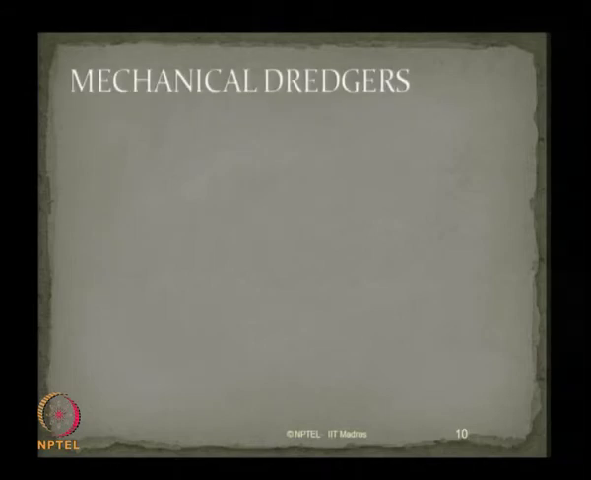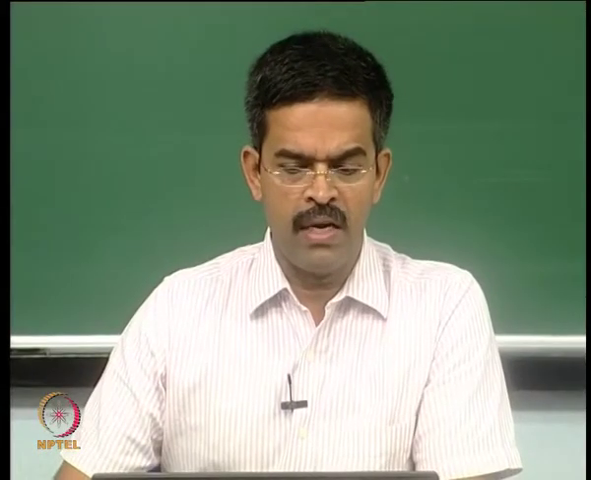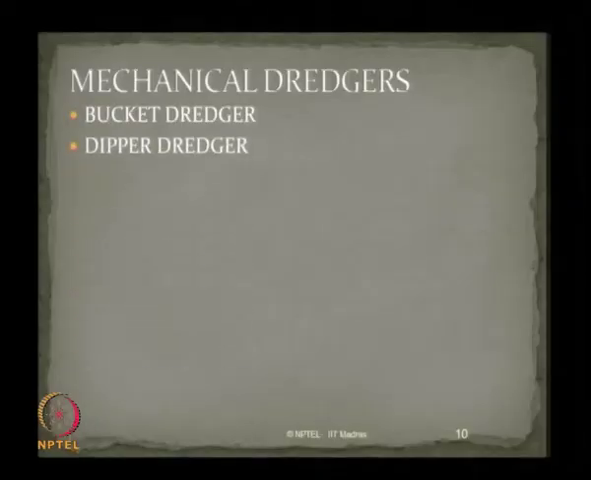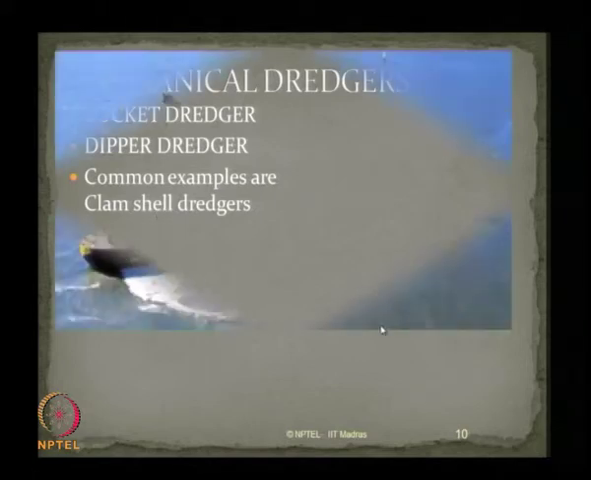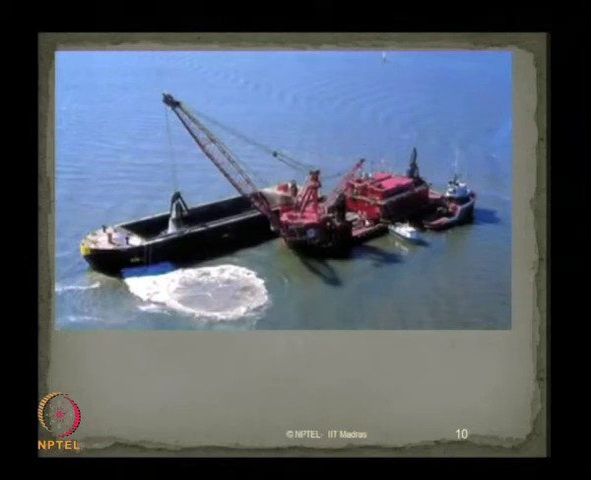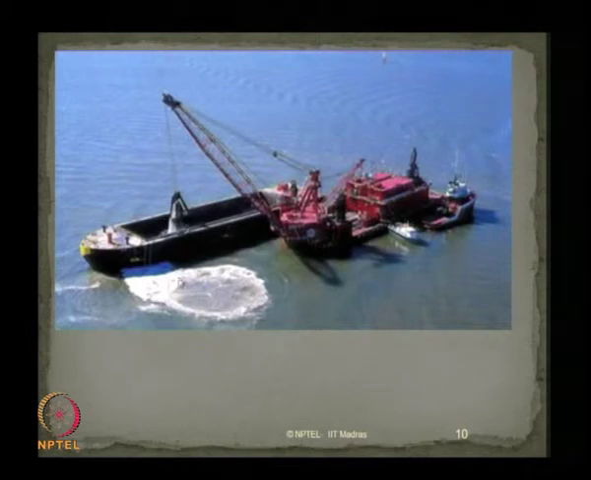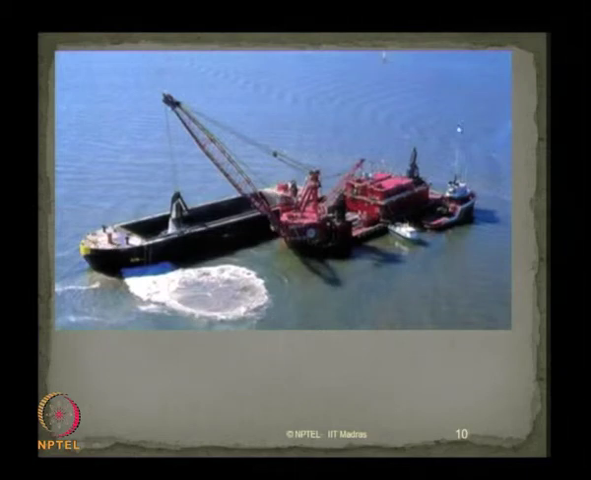As we saw in the previous lecture, there are different types of mechanical dredgers, like the bucket dredger and the dipper dredger. Common examples, as we saw in the last lecture, are clam shell dredgers. The photograph now shows you clearly a clam shell bucket doing dredging in this operation and transporting the dredge spoil into a barge, as you see here. This dredger is supplied with a self propelled engine and can be placed in position with spud cans.